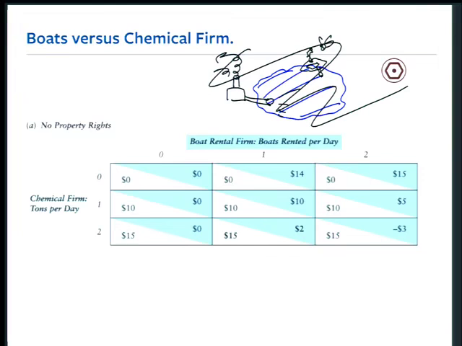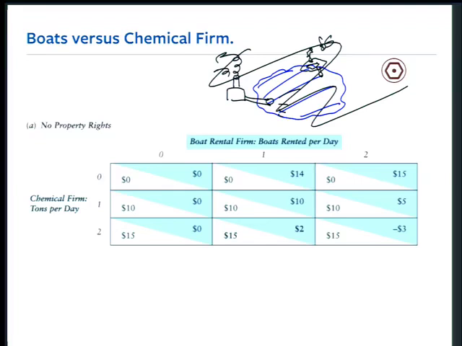How much profit the firm makes if it chooses, for example, 2 boats and the chemical firm produces 0 units of pollution. So if the lake is clean, the boat rental company rents 2 boats, it makes $15 in profits. The chemical firm makes 0. If the chemical firm ramps up its production of stinkiness, the boat company here rents 2 boats per day. It has to lower its prices because people won't pay as much here. So the chemical firm makes $10 in profits because it now is producing.